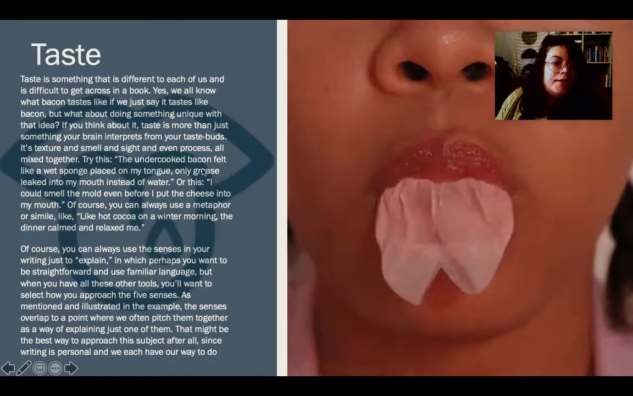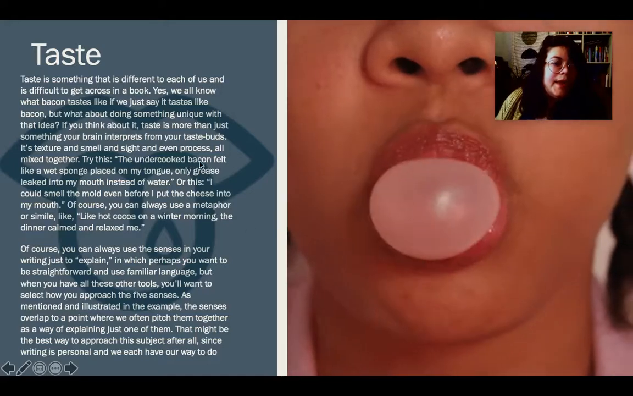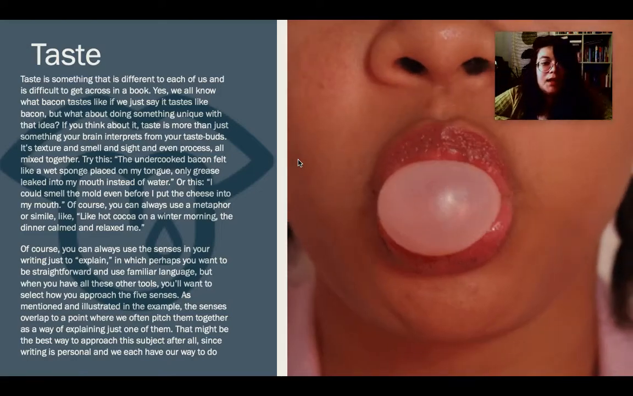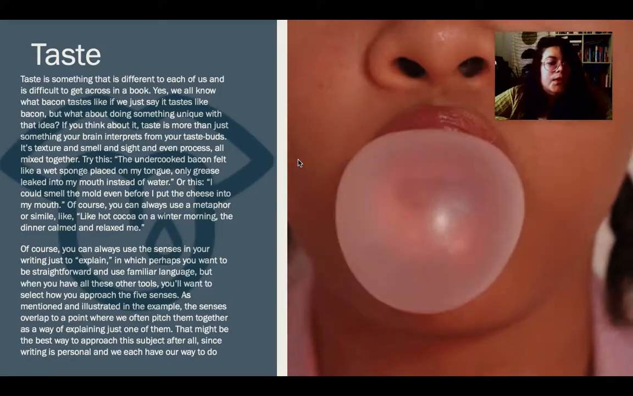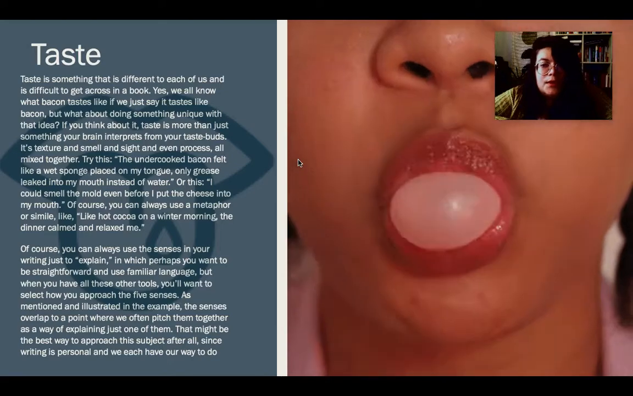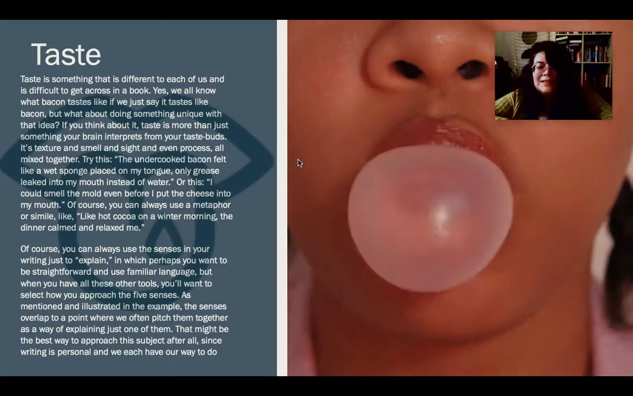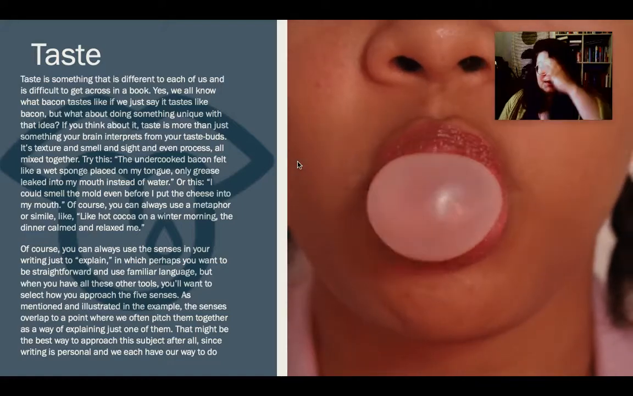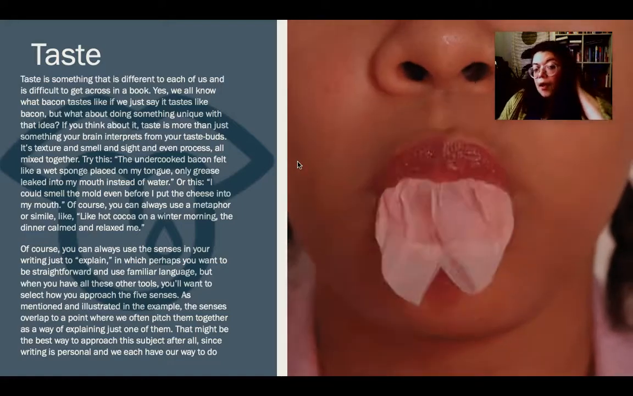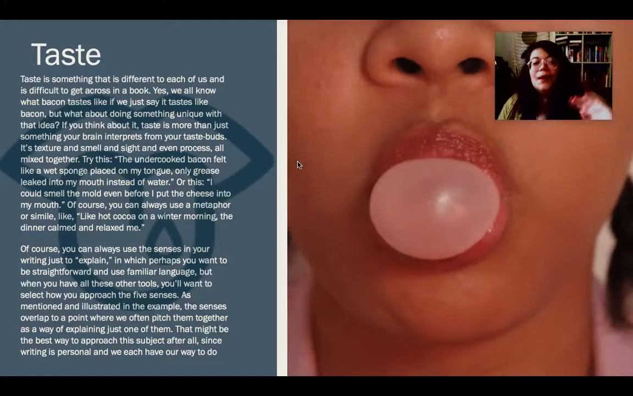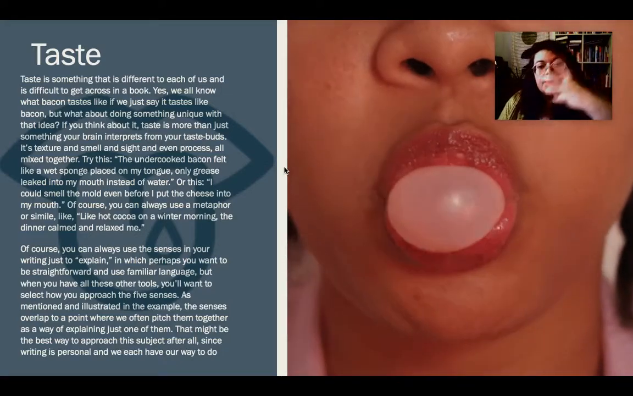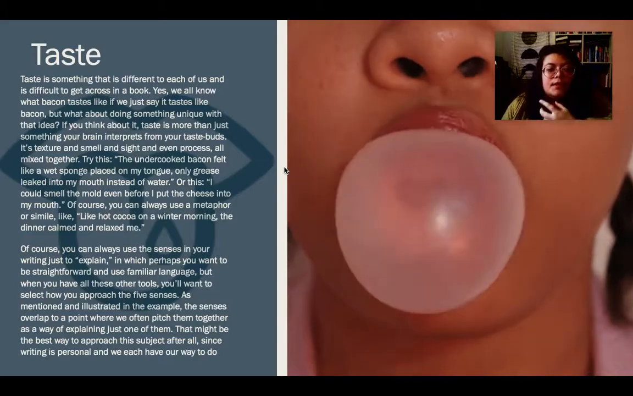Here we have the undercooked bacon felt like a wet sponge placed on my tongue. Only grease leaked into my mouth instead of water. I know. I'm still relatively new to the world of meat eating, so this always really freaks me out. But right, so it's that sort of limpness is present, that we're getting the sense of what it tastes like.